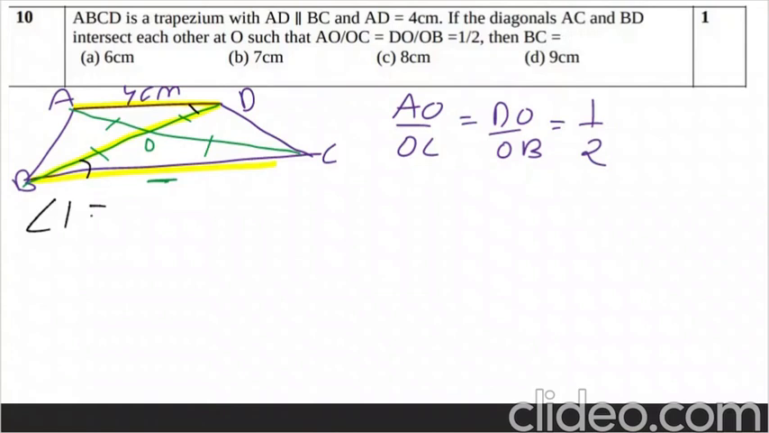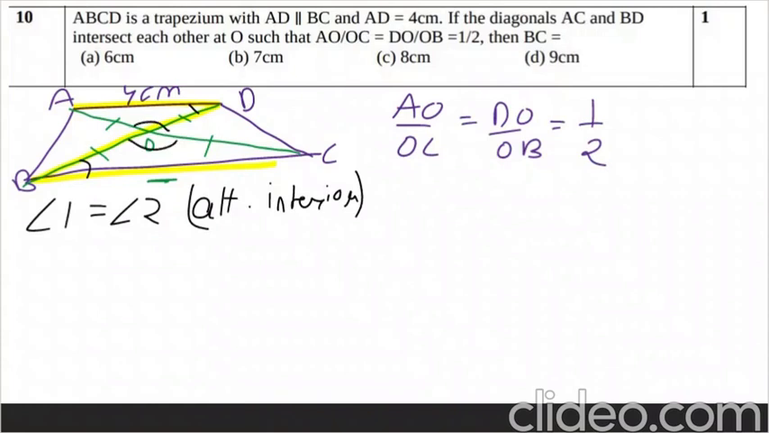So angle 1 equals angle 2 based on alternate interior angles. Similarly, this angle and this angle, let's say 3 and 4, are vertically opposite angles. So angle 3 equals angle 4, because vertically opposite angles are equal, isn't it? The angles are proven. Now why did I do this? Because I can use similarity now, by AA similarity.